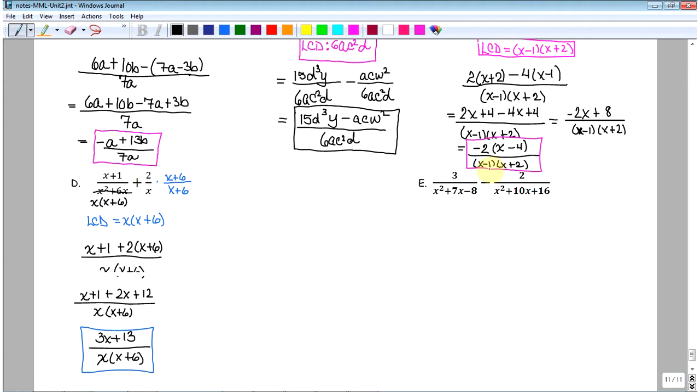Okay, well now to our last example. Before we can combine these, we need to factor our denominators. So you can take time to factor using our two-step process, but this first denominator is going to factor into x plus 8 times x minus 1. And my second denominator is going to factor into, let's see, x plus 2 times x plus 8.